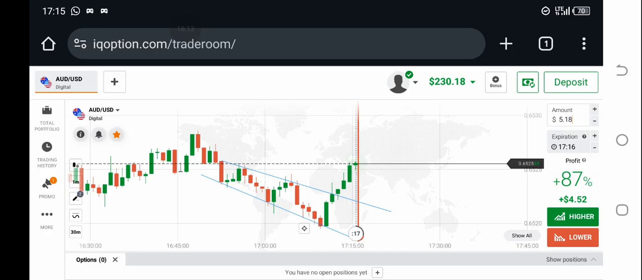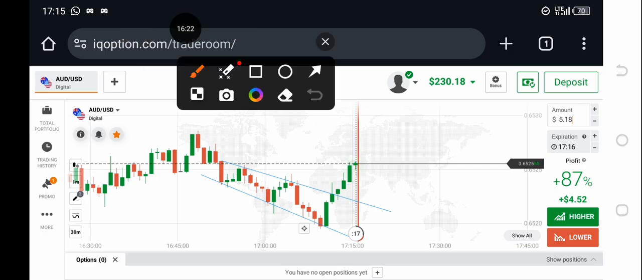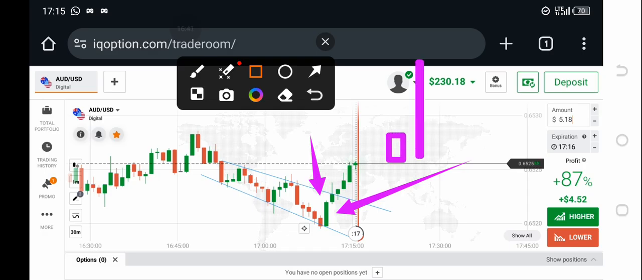Now, there is something we need to know. What you need to notice here is that I personally didn't open a trade after seeing this bullish engulfing candle, because the candle is too long. Look at how the candle appears. This is how the candle appears.